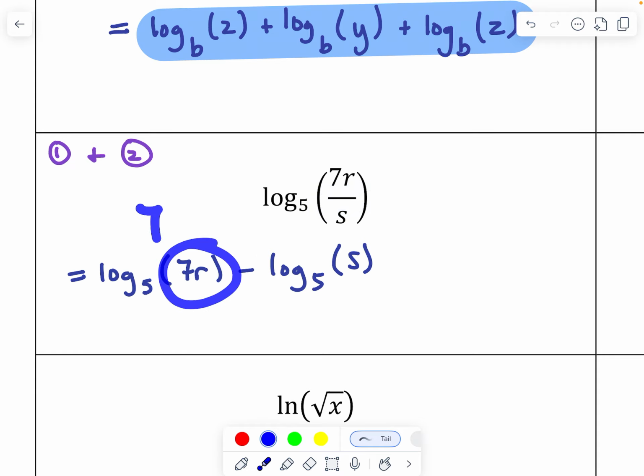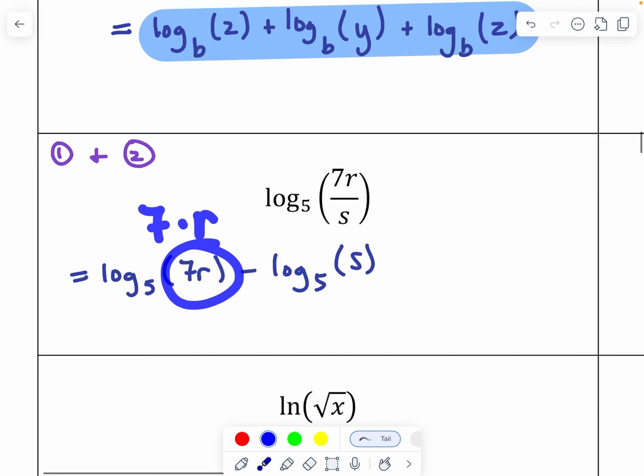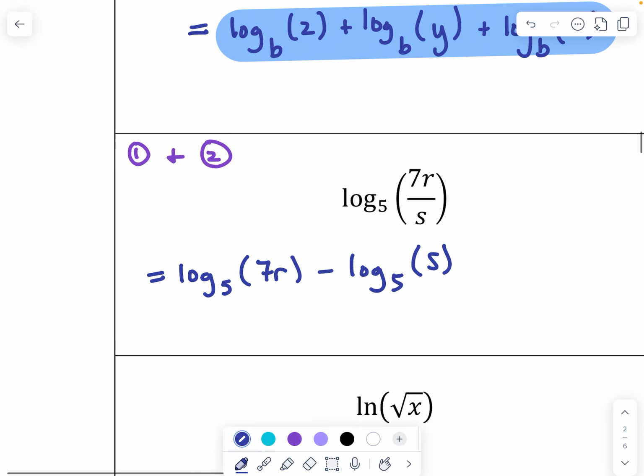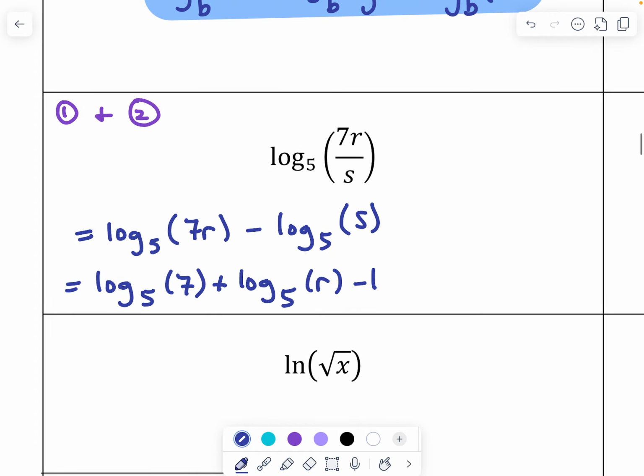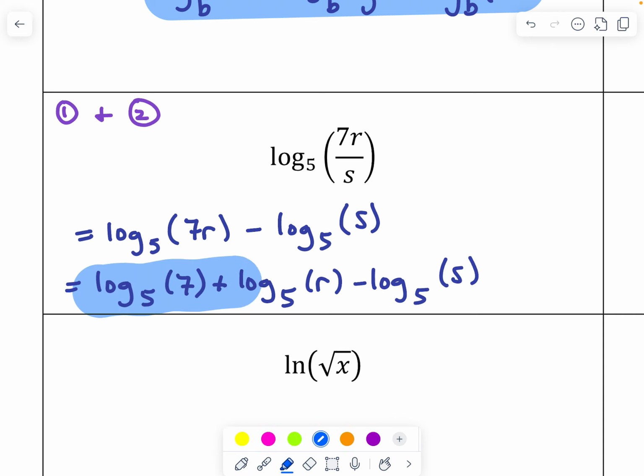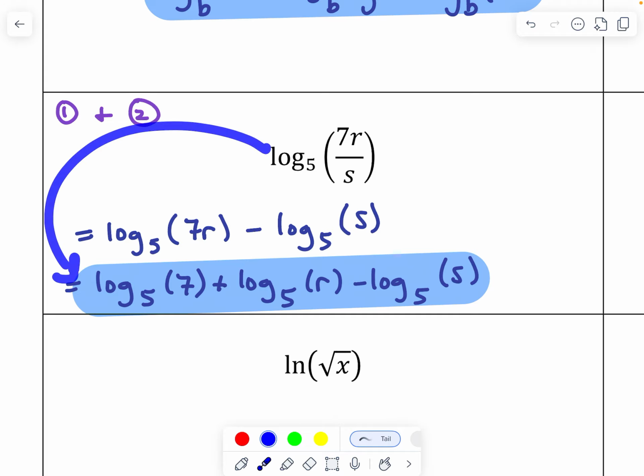Now this right here, this is still 7 times r. So I can split this up even further. We'd have log base 5 of 7 plus log base 5 of r minus log base 5 of s. That is the answer. And if you see that from the beginning, this middle step here is optional. If you want to go straight from the beginning to the end, totally acceptable. Go ahead and try one on your own.